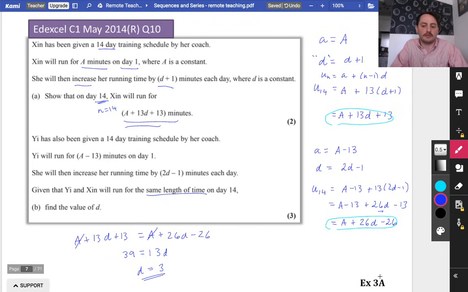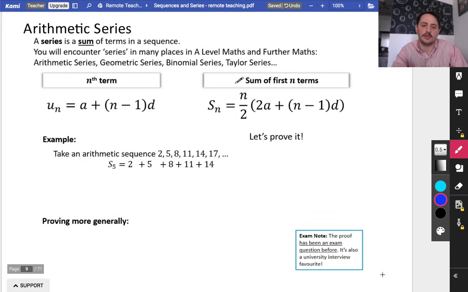So you can try some questions for me from exercise 3A, and then we're going to have a go at doing some things to do with arithmetic series as well. Okay?